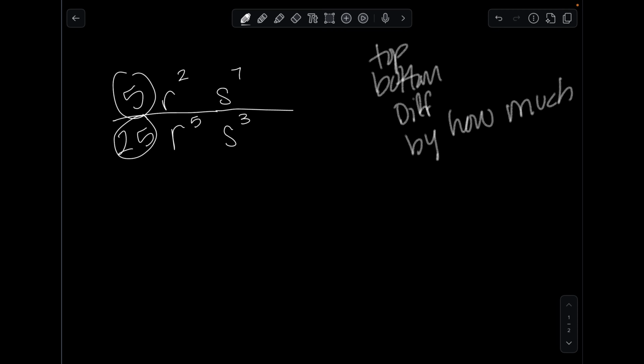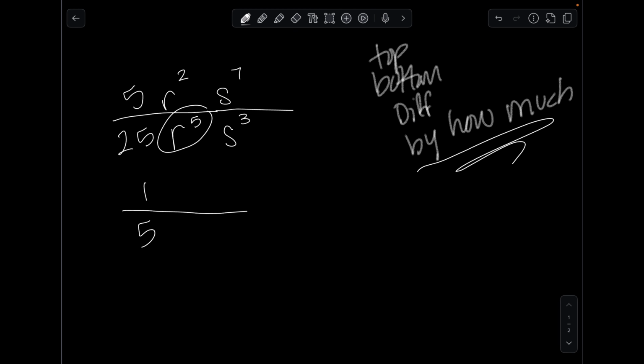5 divided by 25. Is 5 heavier or is 25 heavier? 25 is heavier. And you're dividing it, right? So it's 5 divided by 25. So keep the 1 up top, 5 at the bottom. R, is it top heavy for R or bottom heavy for R? There's more R's at the bottom. By how much? There's 2 at the top and there's 5 at the bottom, right? So there's more at the bottom by 3. So you put that.